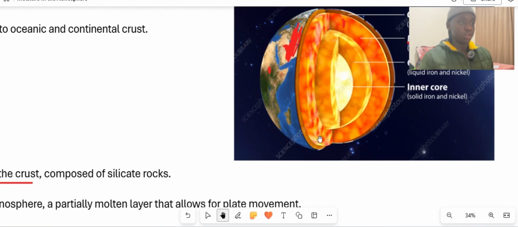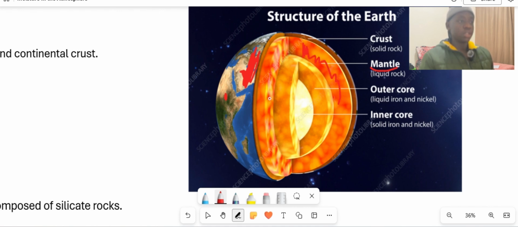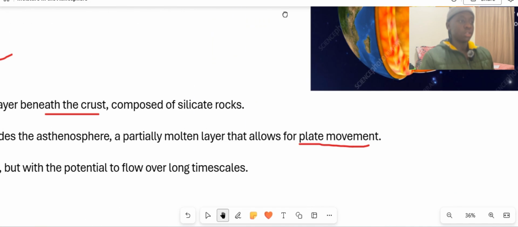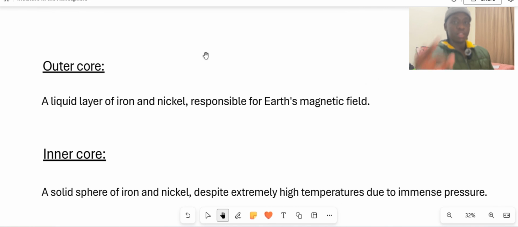Let me show you the mantle quickly. So the mantle is this one. It is this part. Yes, this part here. I'm shading it right now. Yes. The rest, this is the mantle. Just gotta know that it's beneath what? The crust.